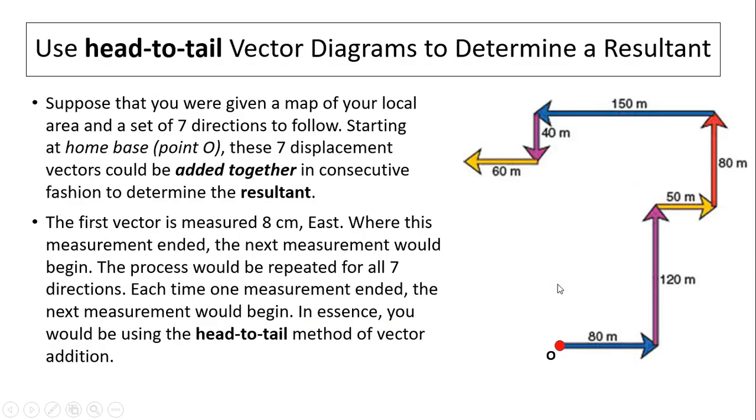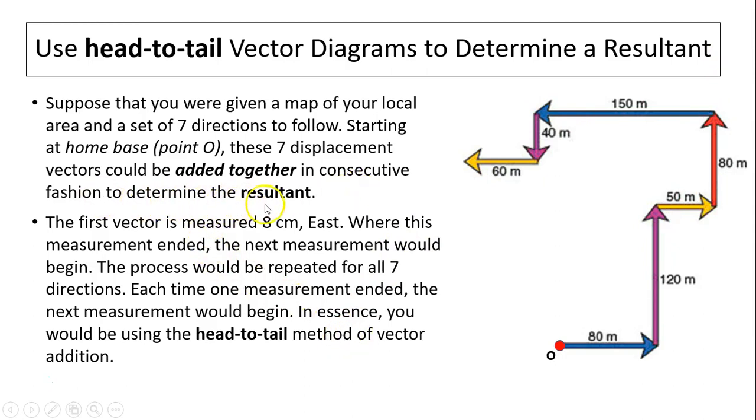Use a head-to-tail vector diagram to determine a resultant. Suppose that you are given a map of your local area and a set of 7 directions to follow, starting at home base O, right over here. These 7 displacement vectors could be added together in consecutive fashion to determine the resultant. So you start with 80 going to the east, then 120 to the north, then east, north, then west, south, and finally going west again.